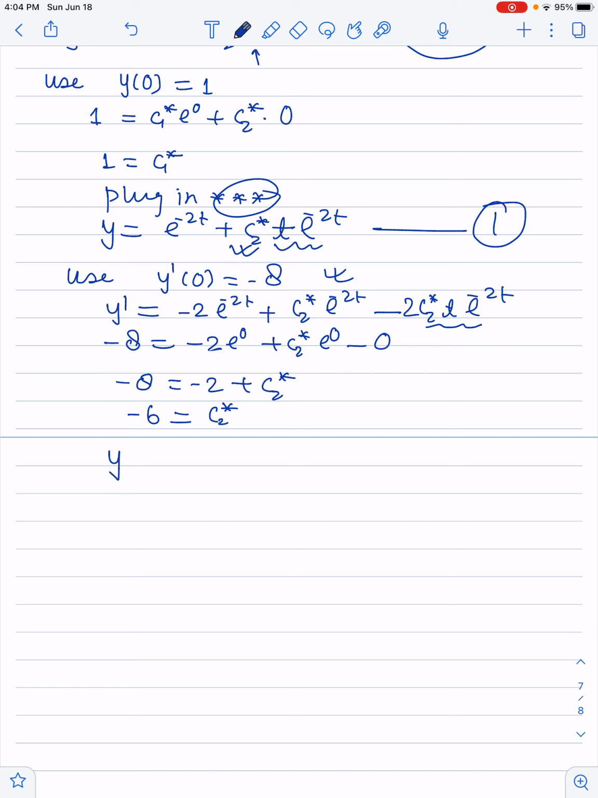Okay, so I'm going to plug that value here. It will be y equals e to the negative 2t minus 6t e to the negative 2t. So this is the solution of the given initial value problem, and it is defined on the interval negative infinity to infinity. All right, so that is it. Thank you.